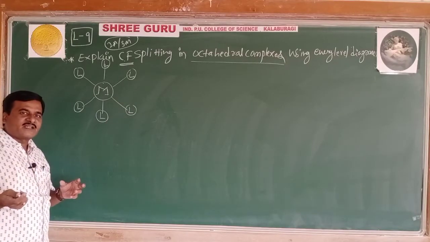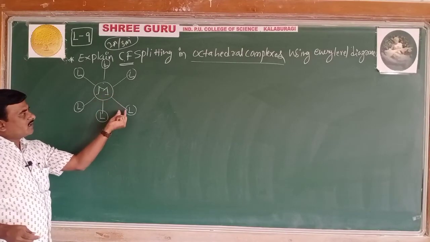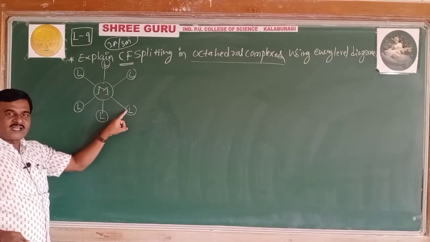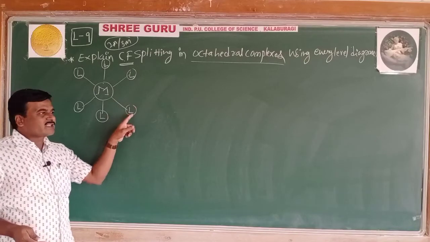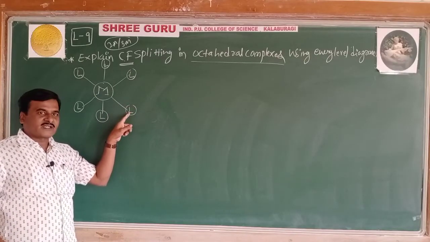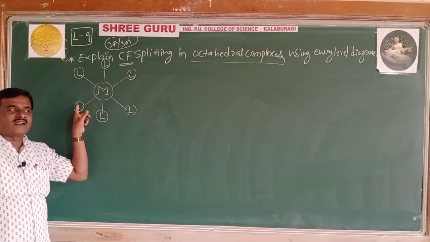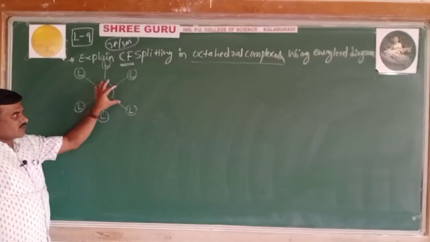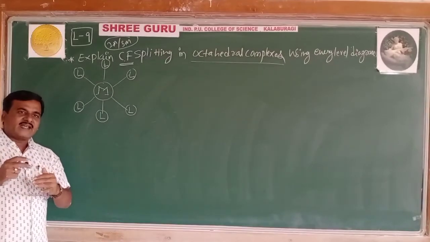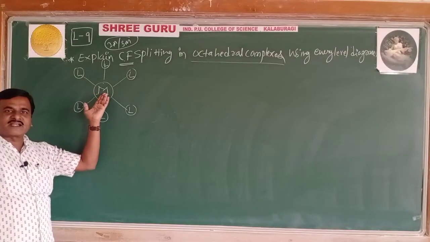See, try to understand, when the d orbitals of the metal ion are pointed towards the ligand, then there will be a greater repulsion. That results in the splitting. Whereas when the d orbitals of the metal are not oriented towards the ligand, they experience a minimum repulsion. You can notice a greater repulsion and a minimum repulsion between the ligand and the d orbitals of the central metal ion.